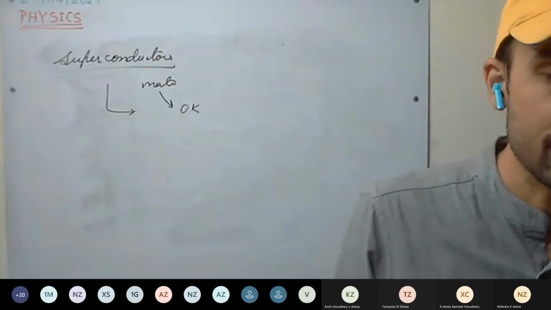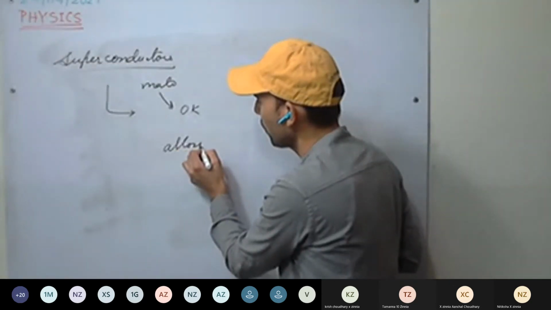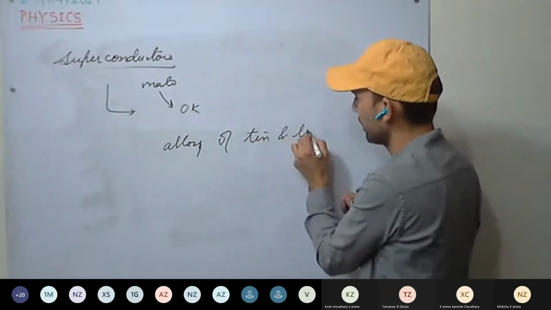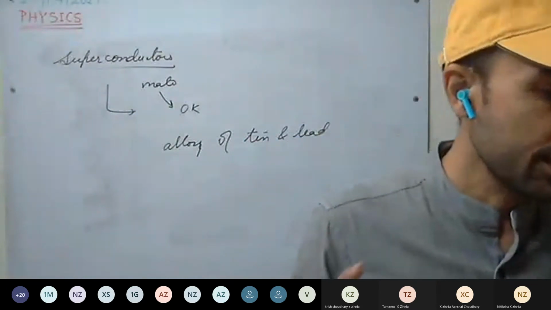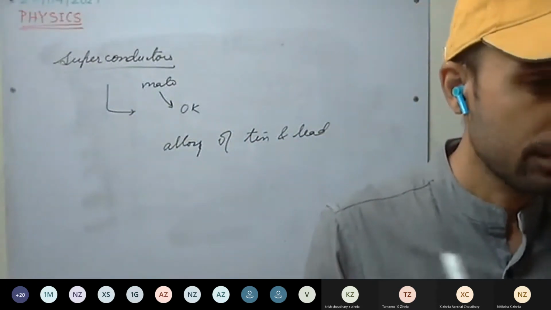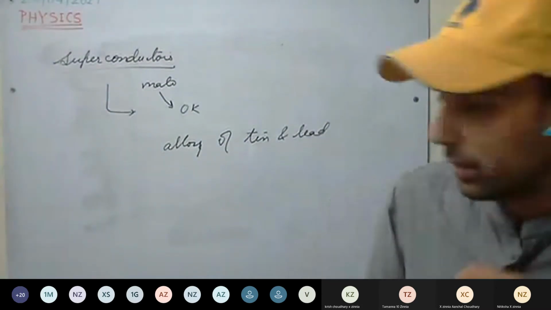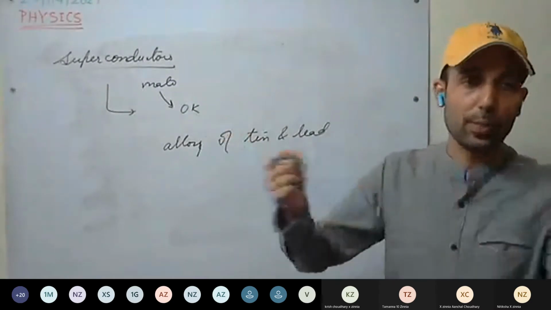One thing I forgot to discuss, that is fuse wire. Fuse wire is made up of an alloy of tin and lead. That I forgot to tell you. The reason is it has a low melting point, and its specific resistance is more as compared to aluminum and copper.